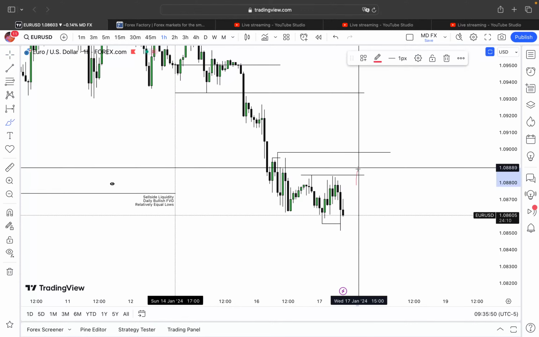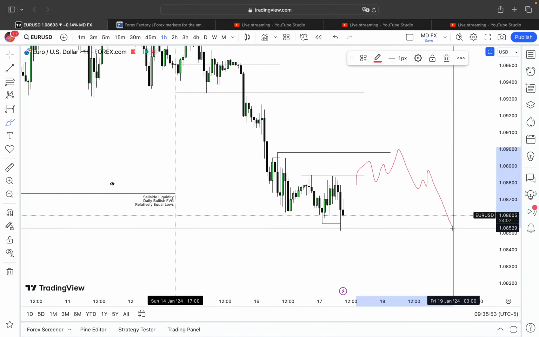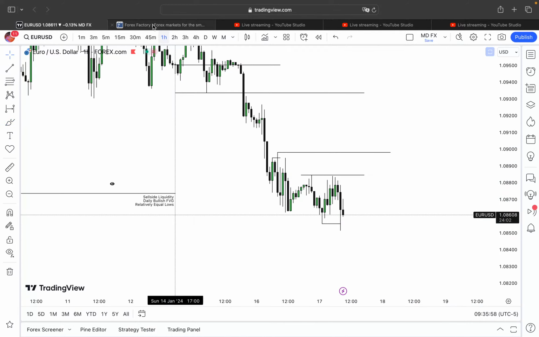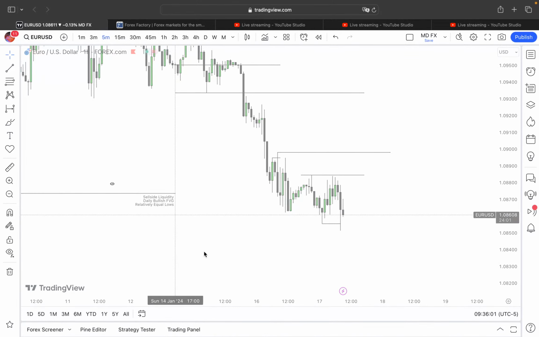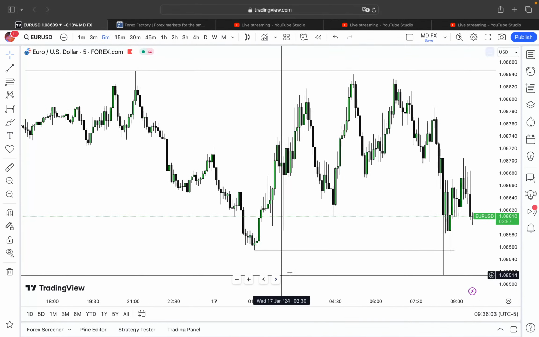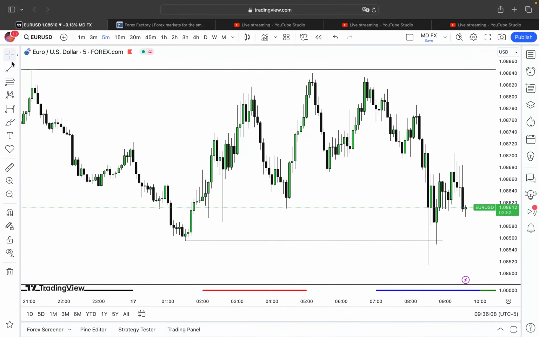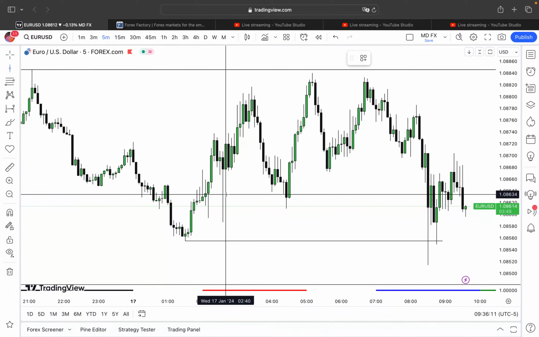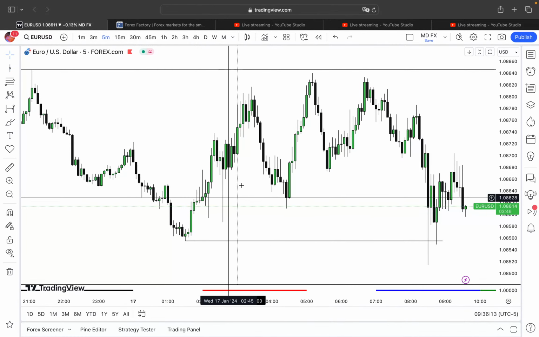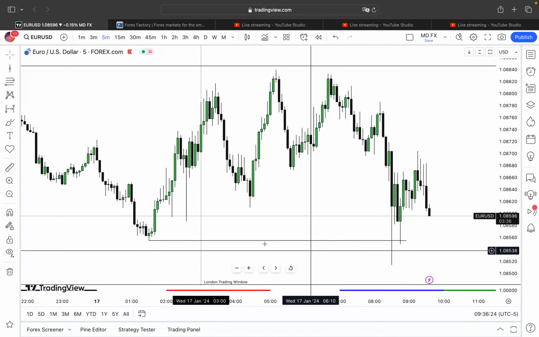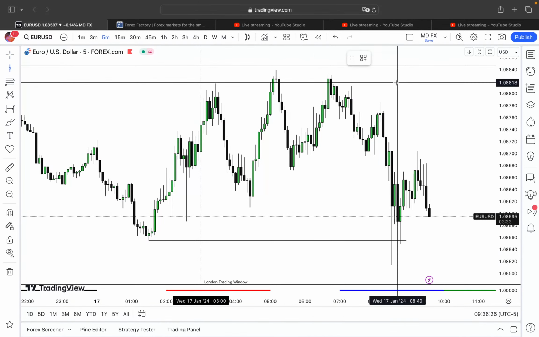So perhaps something like this, then we continue the sales. But do we have that? No, we don't have that. And if you look at the 5 minutes time frame to check today's profile, so as I told you guys, this is the trading window for London, and this is the trading window for New York.